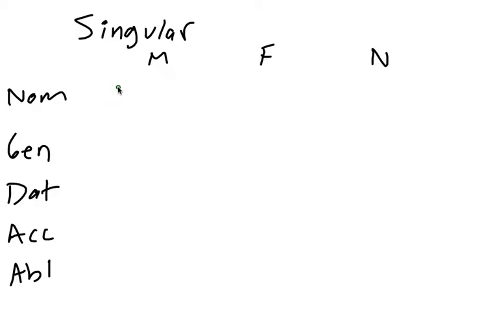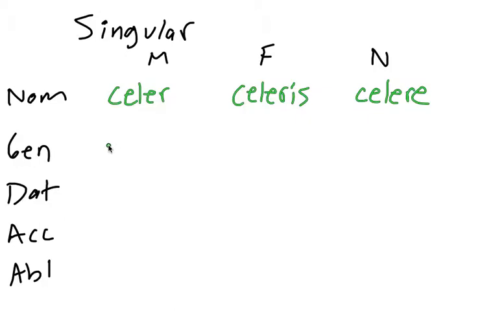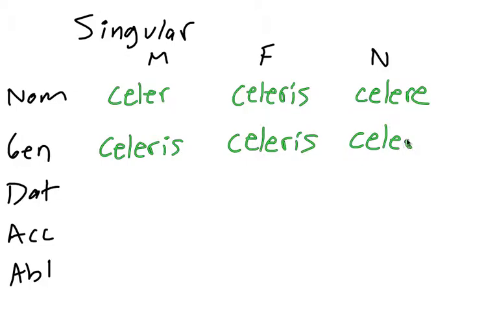And then our forms are celer, celeris, celere. Okay, the genitive is celeris, celeris, celeris. Okay, it's third declension all the way across. And you can tell from the vocab entry, celer, celeris, right, the is, take away the is, that's the genitive singular ending, that will give you the base. So the base of this word is celer, just like the base of puer is puer.